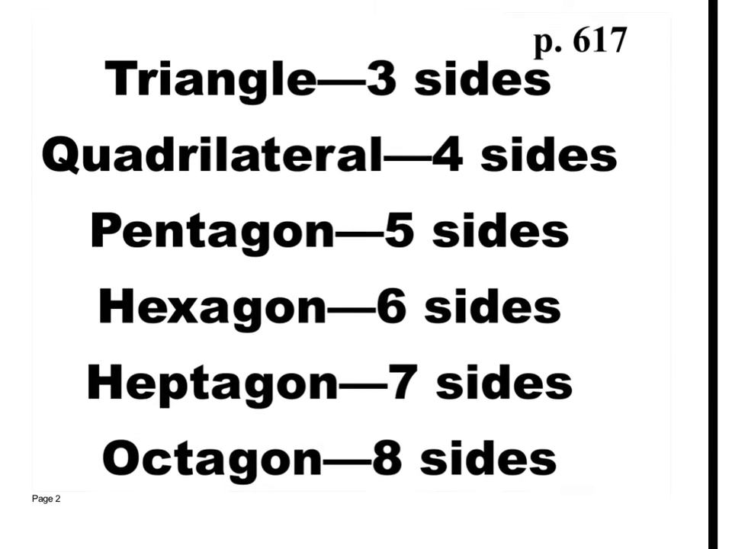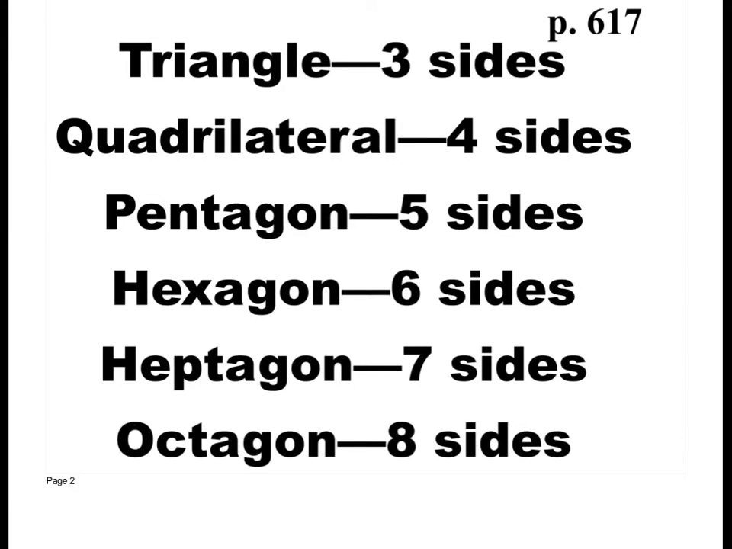All right, you need to write this down. All this information is on page 617. So actually, just write down page 617 for the classification of polygons. This only goes to octagon. On page 617, it goes past that.